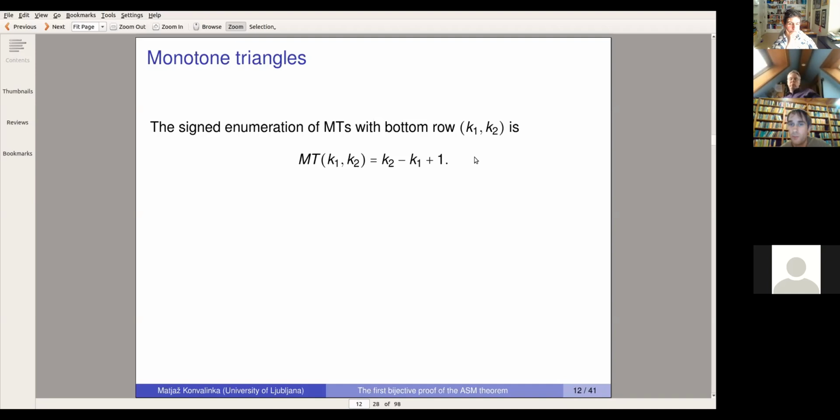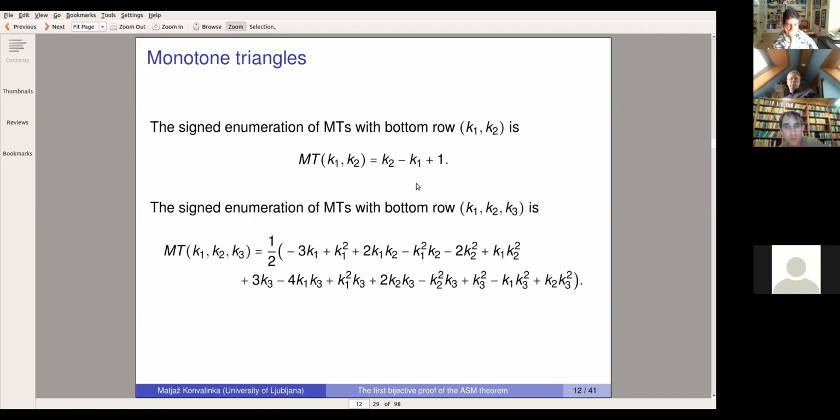Okay. Why? Well, if K2 is bigger than K1, then you can put any number between K1 and K2 there, and this is their number. And this also works when K1 is bigger than K2. Then there are going to be negative monotone triangles, and that's exactly the number that you get. What about if the bottom row is K1, K2, K3? Well, you might hope for a simple formula, but as you can see, it's not simple. It does not factor. It is still a polynomial, still a polynomial of degree 3, like before for GT of K1, K2, K3, but it's not as nice anymore.